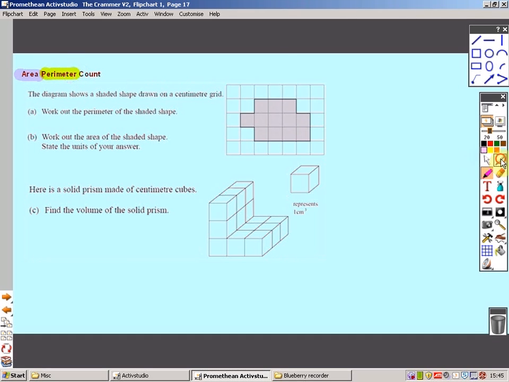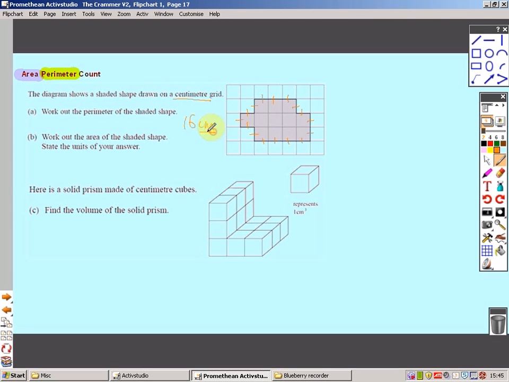I always like when I do this question to make sure I'm going to get it right by dotting it. Work out the perimeter of the shape. 1, 2, 3, 4, 5, 6, 7, 8, 9, 10, 11, 12, 13, 14, 15, 16. 16 centimeters, because it's on a centimeter grid.